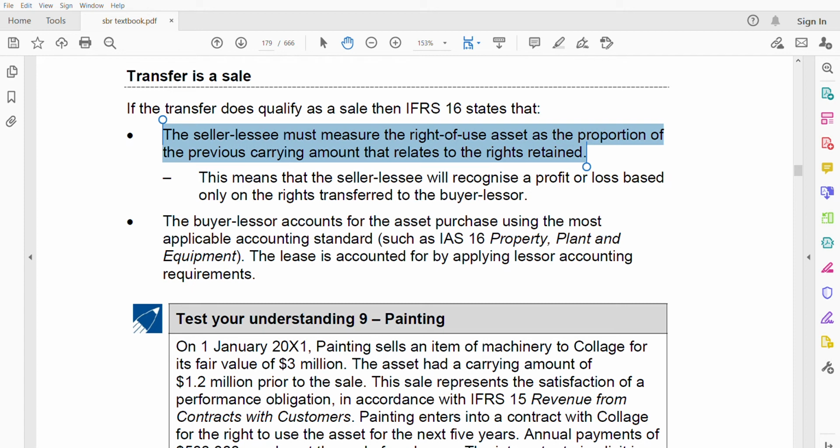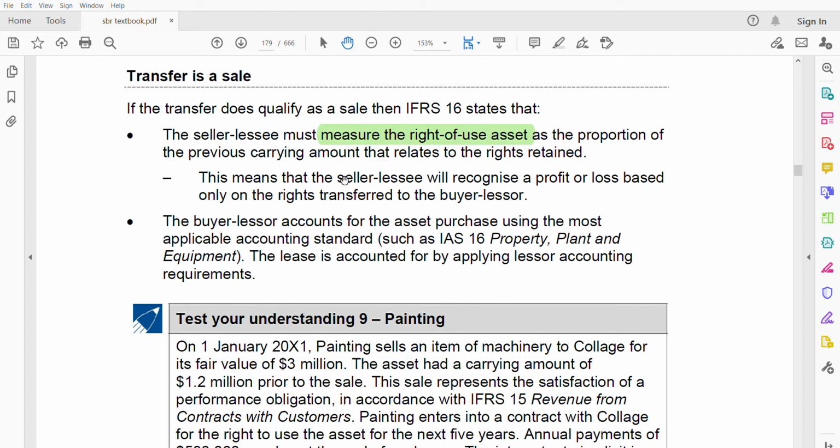When it's a sale, that means the seller is selling to the buyer. The seller has to measure the right-of-use asset. Who currently has the right-of-use asset? It is the lessee, who is going to sell it to the buyer. So he must measure the right-of-use asset not fully, because he might transfer some of it to the lessor. The right-of-use asset is the proportion of the previous carrying amount that relates to the rights retained. Whatever is retained with the seller, only that much is measured.